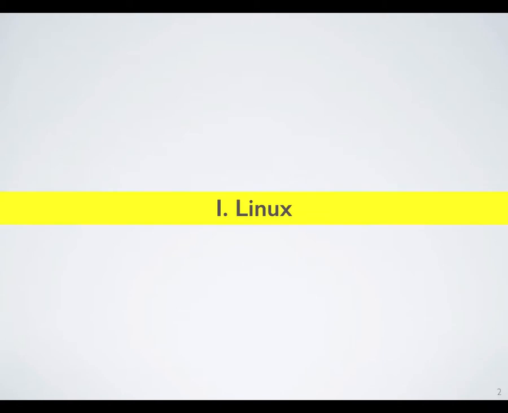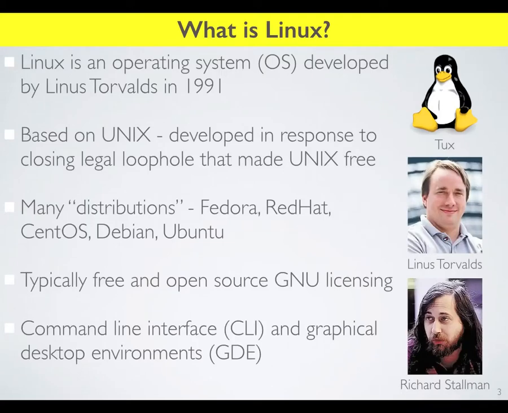Okay, so let's start with Linux. So what the heck is Linux? Linux is an operating system developed by Linus Torvalds in 1991. Its mascot is that little penguin called Tux. It's based on Unix. Unix was an operating system developed by Bell Labs. It was initially free due to a legal loophole, and so eventually Bell Labs closed the loophole and allowed them to start charging for Unix.